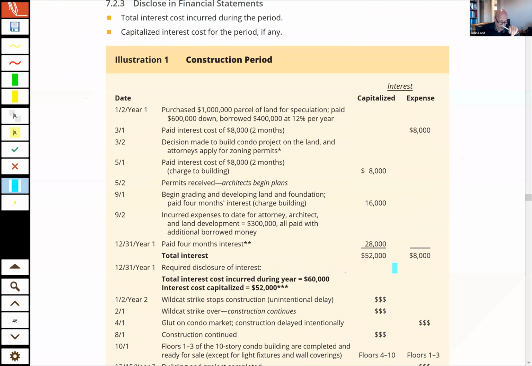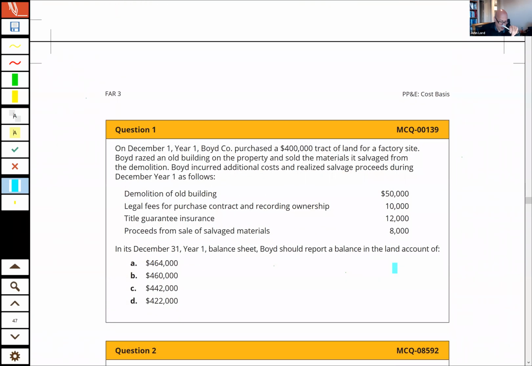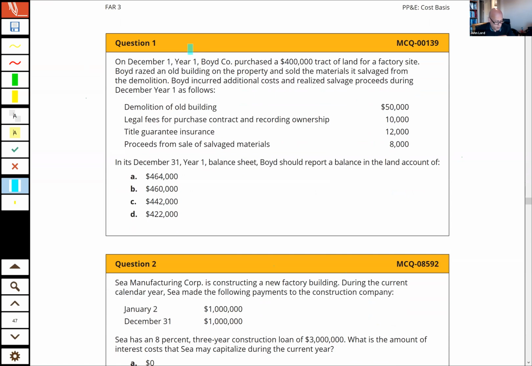I'm not going to go through all that. Okay, guys, let's go ahead and try a couple of these. I think you'll see that these ones about what to capitalize and what not to are not that hard. So I'm going to let you try this one. I'm going to give you 1.5 minutes to do this one.